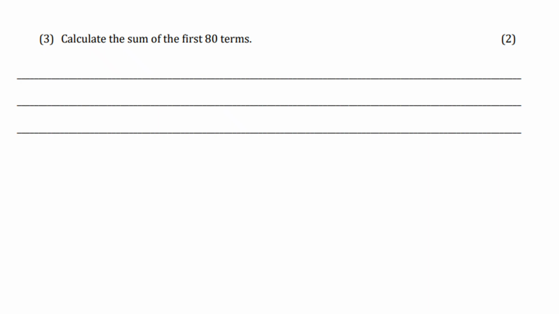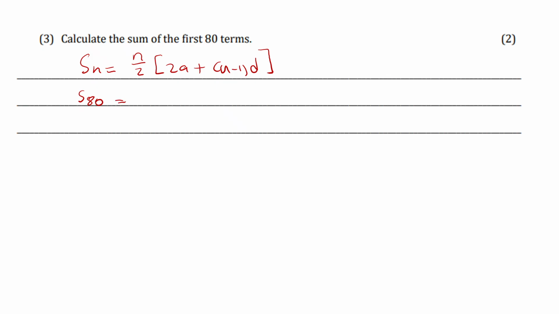Calculate the sum of the first 80 terms. We know that this is arithmetic, and the formula for the sum of an arithmetic sequence is Sn is equal to n over 2 times (2a plus (n minus 1) times d), close the bracket. Most of the time they give you this formula. You just have to know this is for arithmetic, this is for geometric. So no stories, just marks.